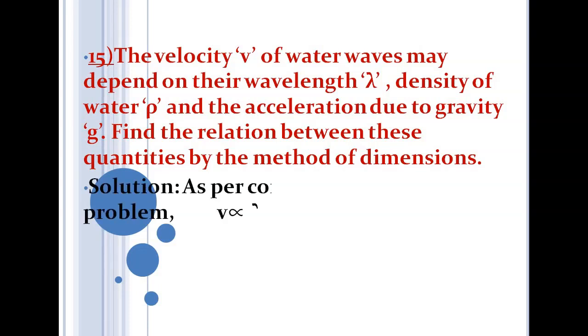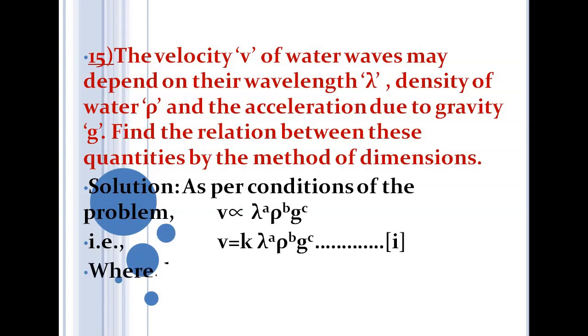As per mentioned in the question, v is proportional to lambda, rho, g, but we are not familiar with the factor a, b, c. We have to find a, b, c using dimensional analysis. Rewrite this relation in terms of the dimension. v equals to, just remove the proportional sign, k lambda power a, rho power b, g power c, where k is a dimensionless constant.